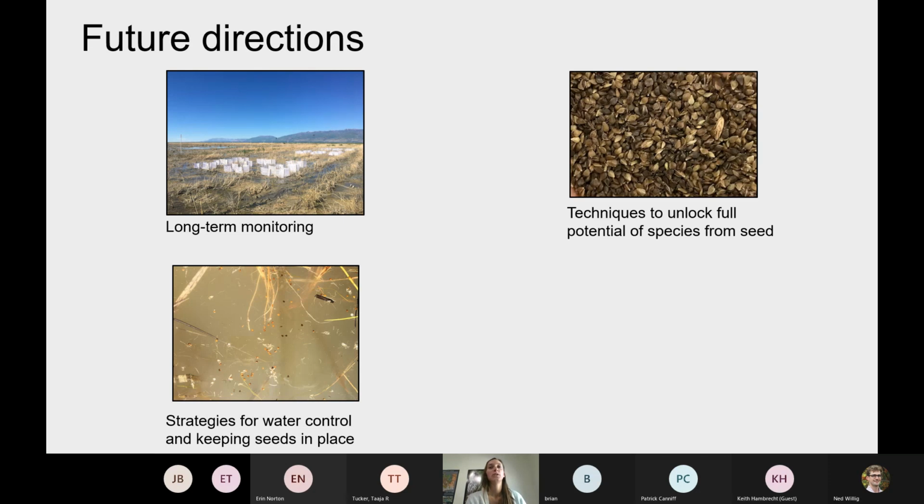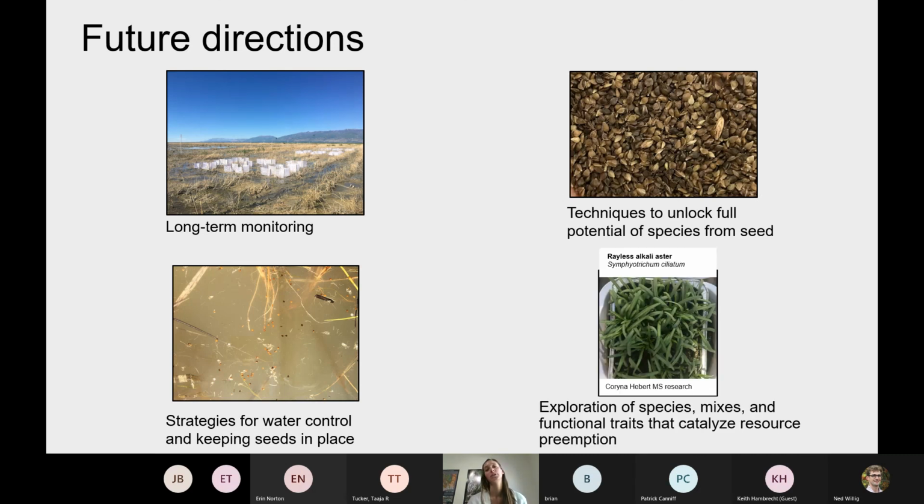Pursuing techniques to fully unlock the potential of species from seed, and that's improving dormancy breaking techniques and also pursuing emerging seed coating technologies that might help improve the emergence of germinated seeds, for example. And also continuing to explore other species, other mixes, and other functional traits that might help catalyze resource preemption and prevent the reinvasion of Phragmites. And so there are other people in my lab that are looking at different species and mixes.